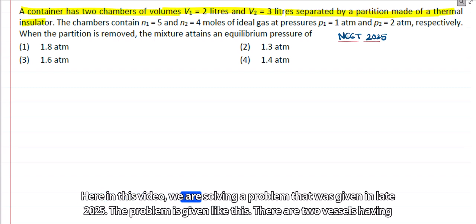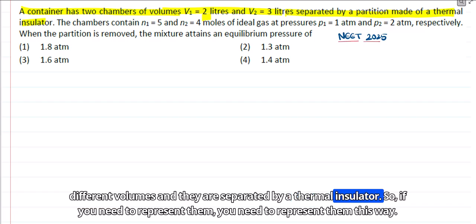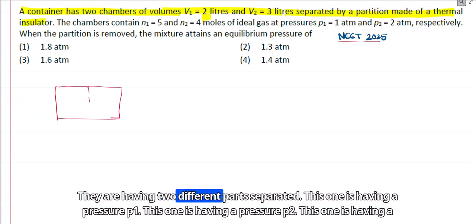Here in this video, we are solving a problem that was given in NEET 2025. The problem is given like this. There are two vessels having different volumes and they are separated by a thermal insulator, right? So if you need to represent them, you need to represent them this way, right? There are two different parts separated.